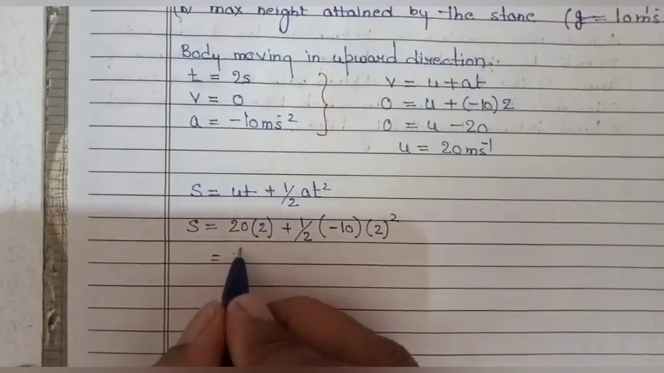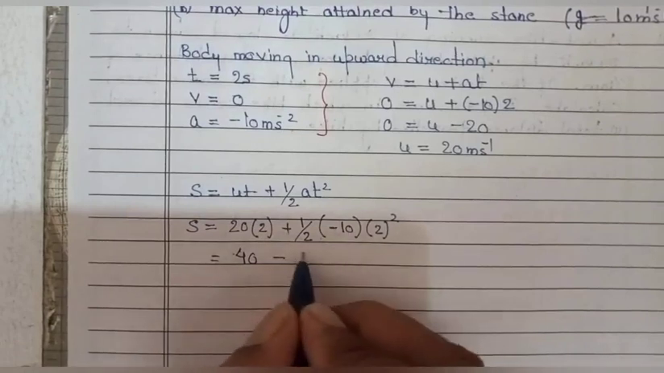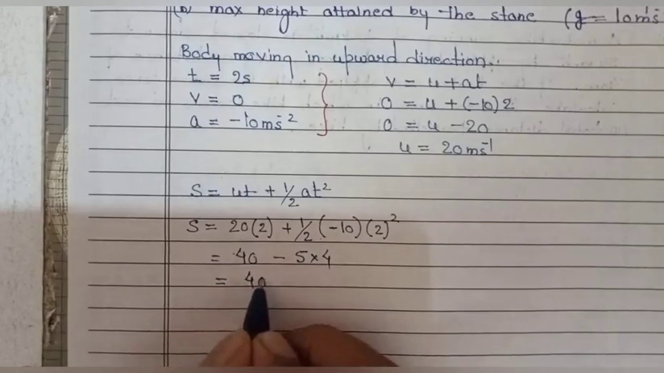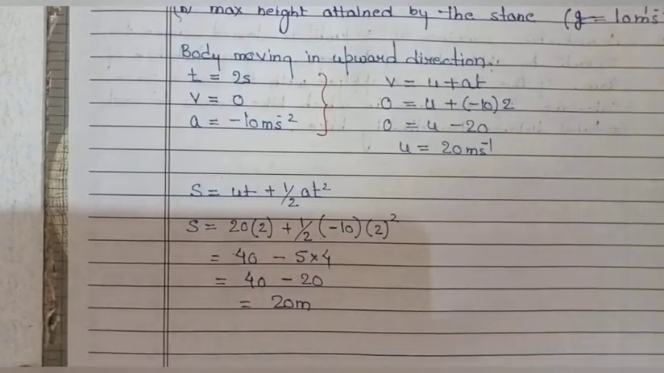Acceleration is minus 10, again time is 2. So we are getting 40. This will become plus minus minus 5 into 4. So that will give you 40 minus 20. So displacement in the upward direction is 20 meter. That means the height reached by the stone will be 20 meters.